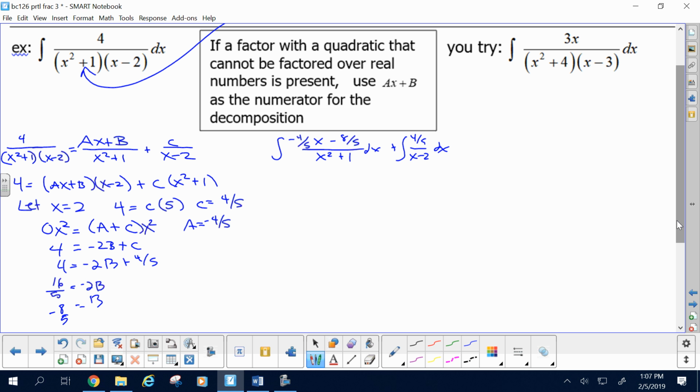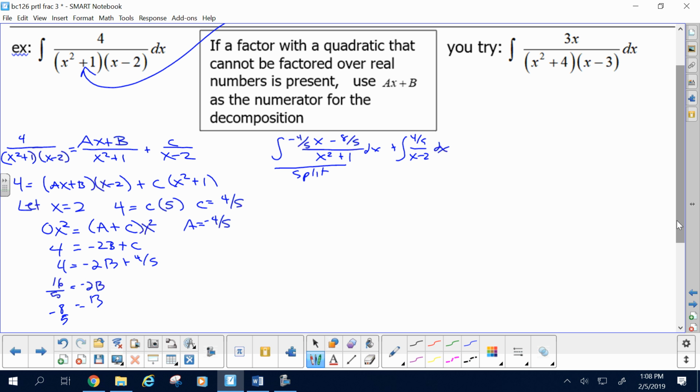All right, what about the first integral? How are you going to do it? U-sub is correct, but if you go at it the whole way, u is x squared plus 1, but du is 2x. So you've got the x to the first, but the negative 8/5 makes things a little gross. So what should you do? Yeah, this needs to be split again.